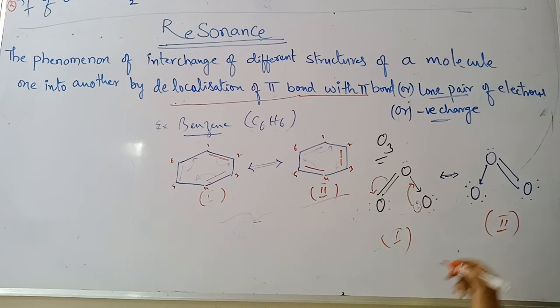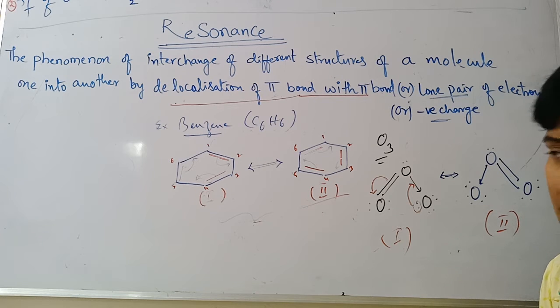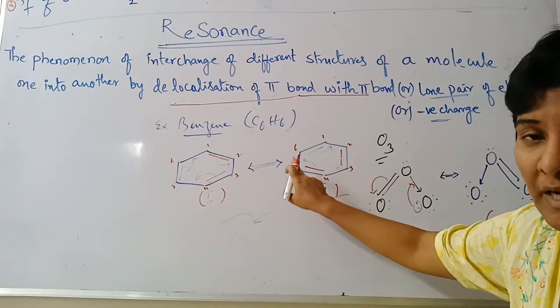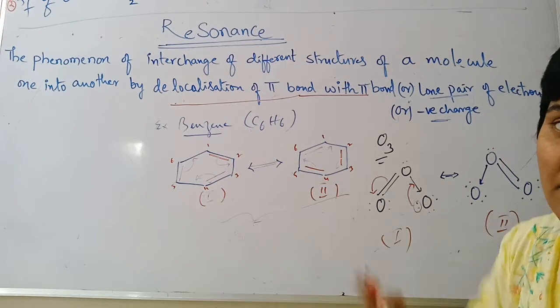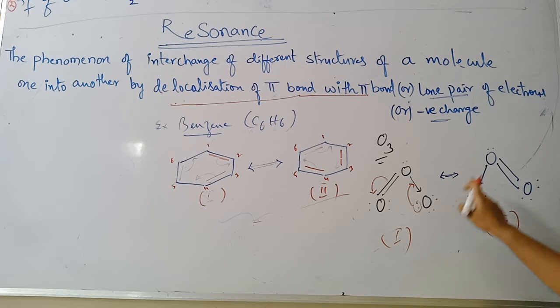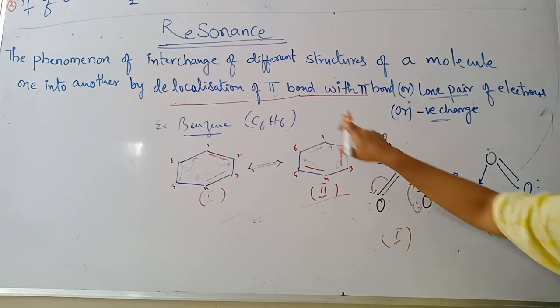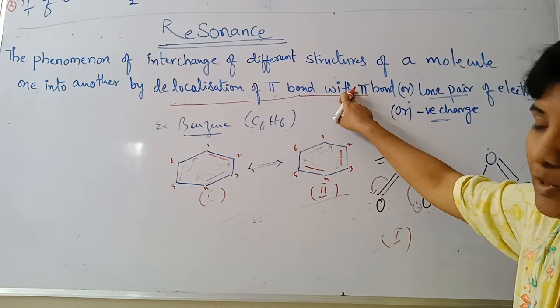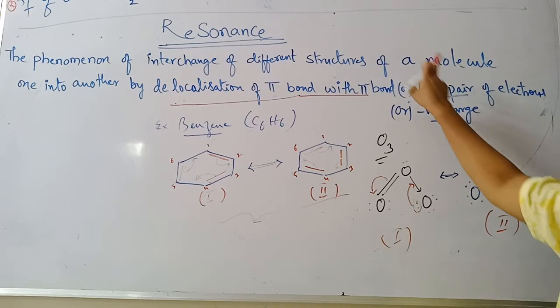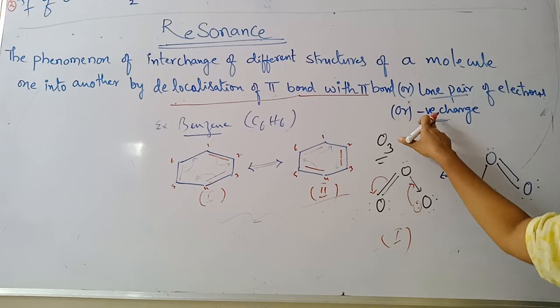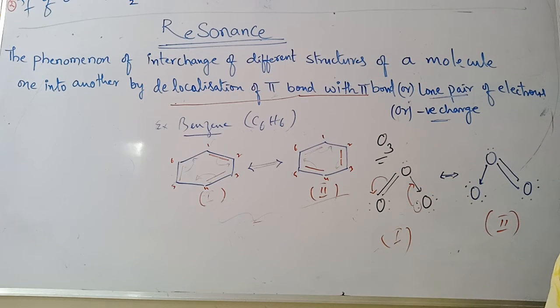Two resonance structures. Resonance structures are interconvertible structures by changing the position of pi bond with pi bond. We have seen in benzene. Now here, what changes position with what? Lone pair with pi bond. So whether it is delocalization of pi bond with pi bond, or pi bond with lone pair, or pi bond with a negative charge, the phenomenon is known as resonance.